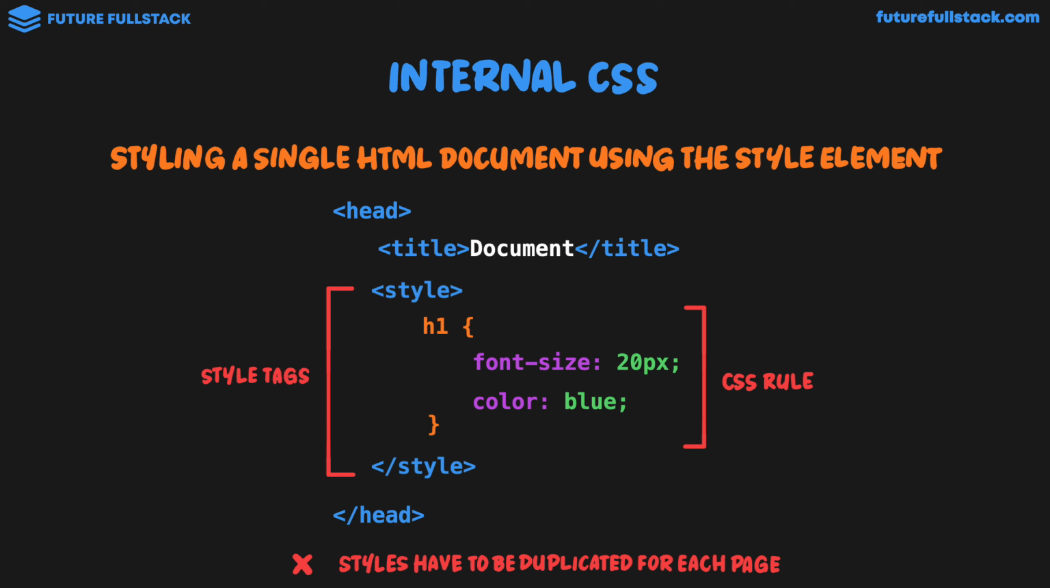So for example, if you had a project with 100 HTML documents, you would need to replicate the CSS rule for the h1 100 times. So we still have the same issue, where we need to create this rule 100 times across each page, and then if we wanted to update anything, we'd have to go and update it 100 times. Let's go and add internal CSS in VS Code.